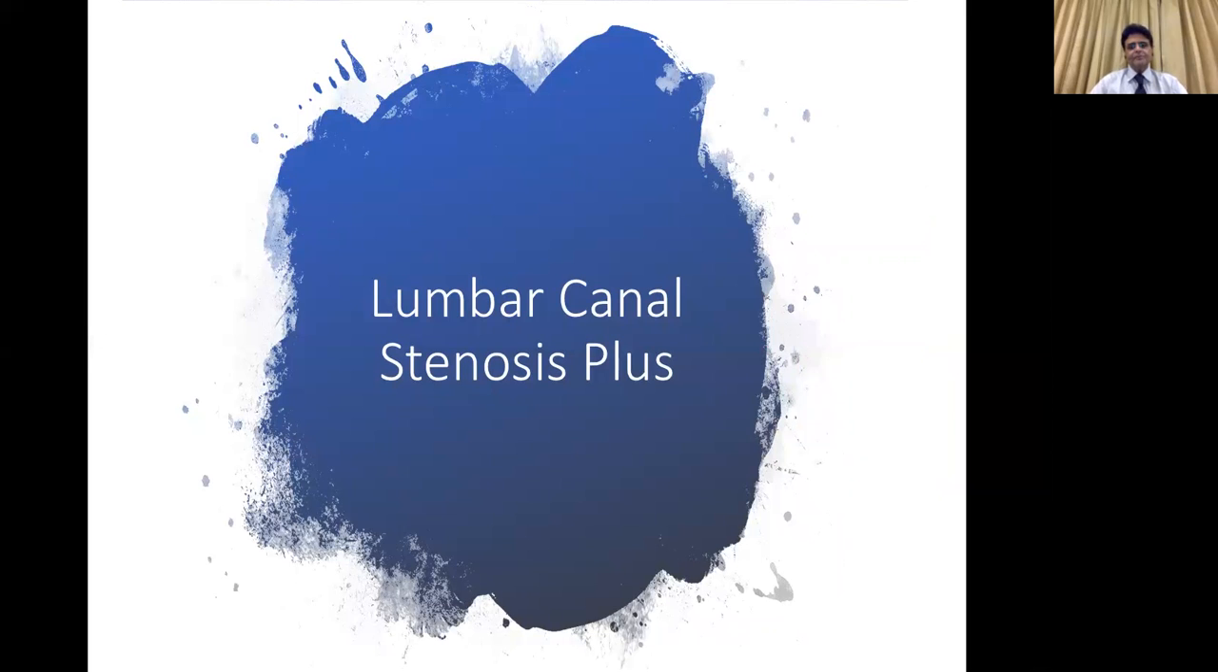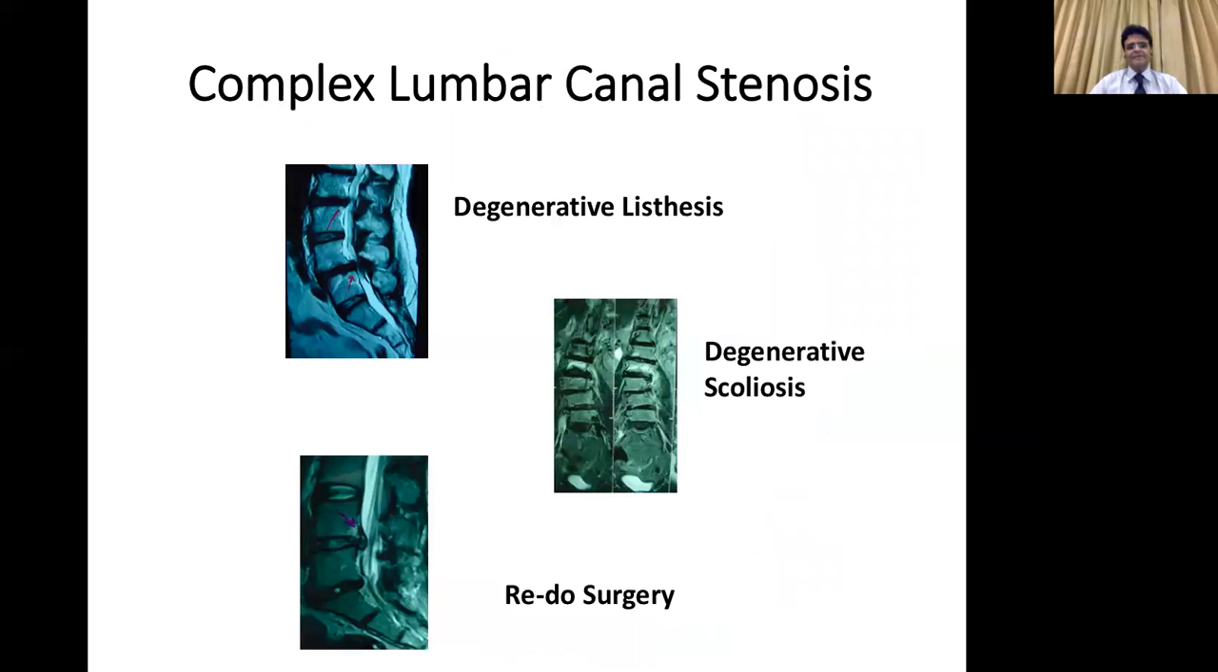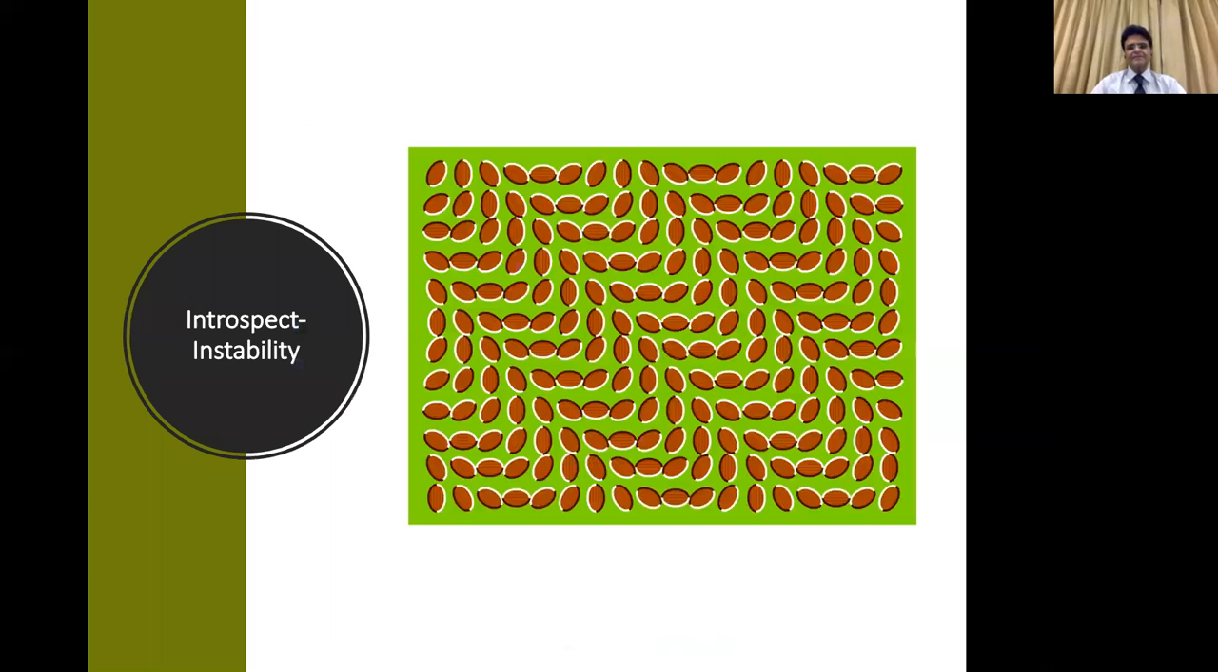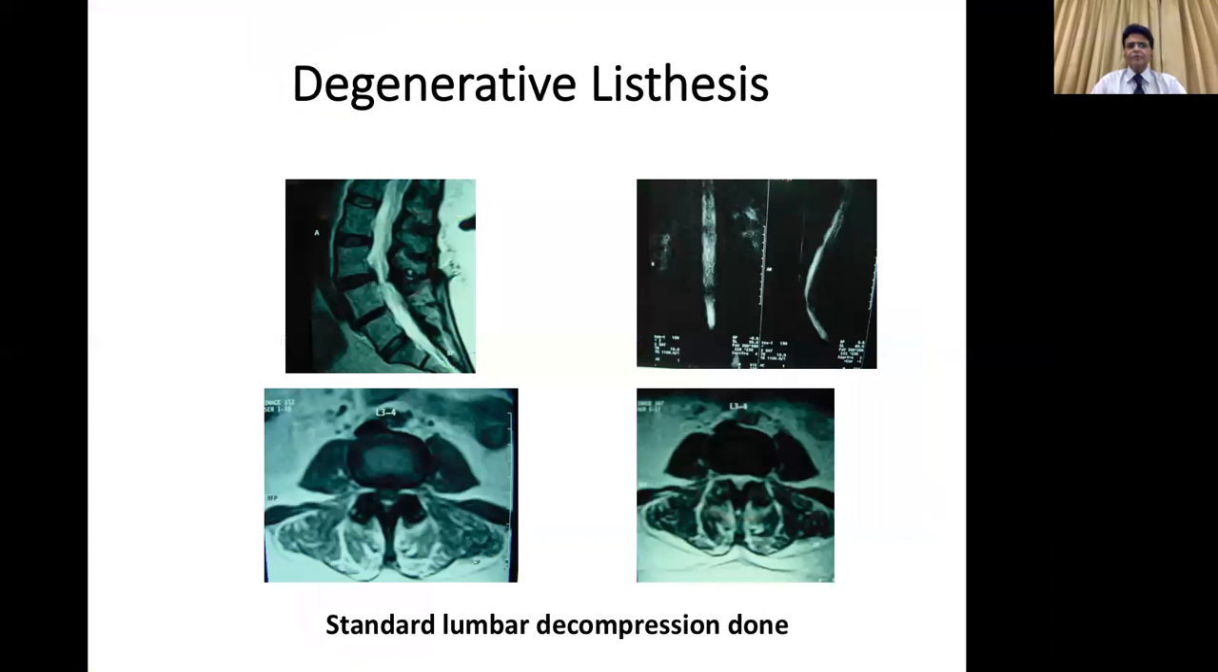Finally, coming to lumbar canal stenosis plus, which is complex lumbar canal stenosis. Those associated with degenerative listhesis, degenerative scoliosis more than 20 degrees, and redo or revision surgeries. In all these patients, you have to wait and stare for a little longer. You have to introspect, look deep, and realize that there is an instability, as you would appreciate if you were to concentrate on this slide for slightly longer. There is some movement which we have to look for.